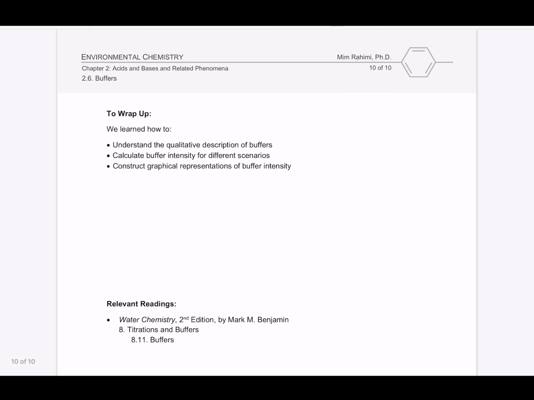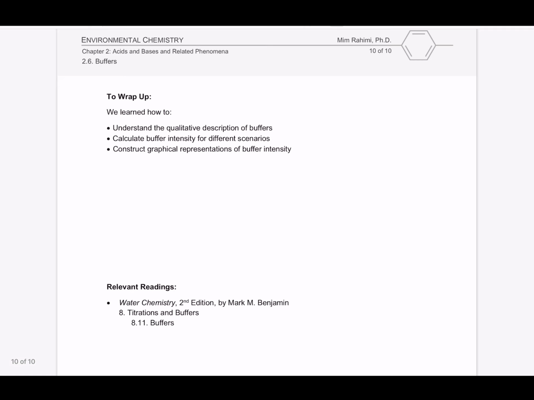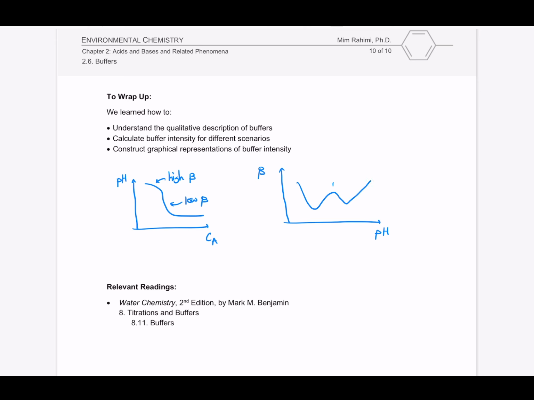So to wrap up what we talked about, we basically elaborated more on the titration curve. We mentioned that the titration curve represents regions with low or high resistance towards pH change. In this lecture, we talked about that in the context of buffer intensity: high buffer intensity, low buffer intensity, and the schematic representation of the buffer intensity as a function of pH was a very useful one, because eventually we could get, let's say, a pKa value.